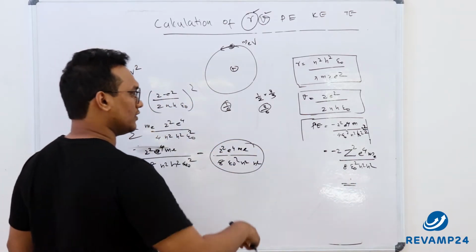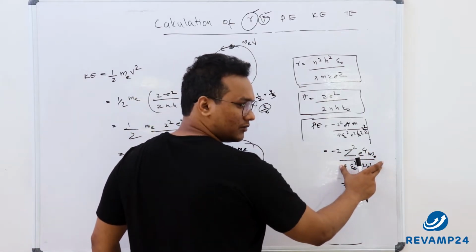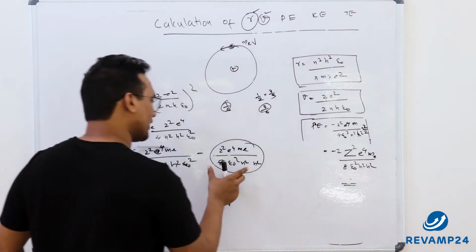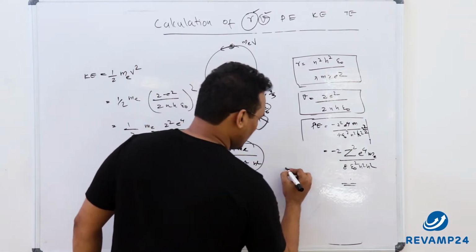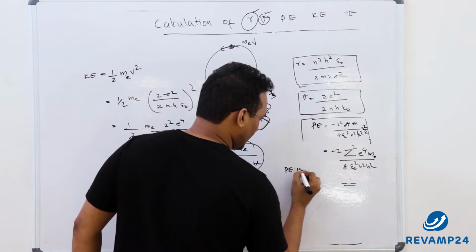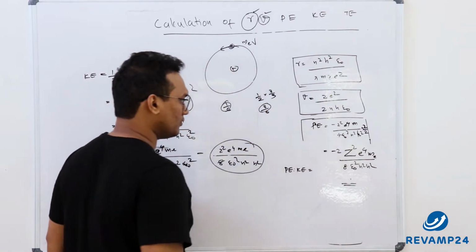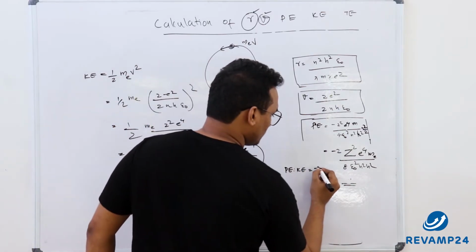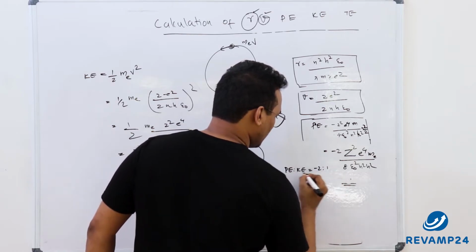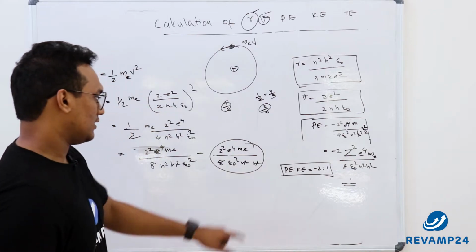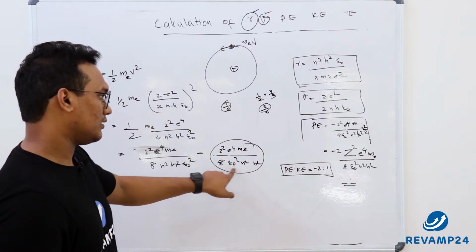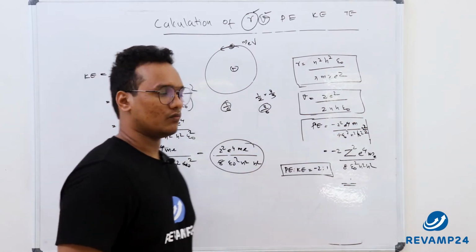Or you can do the reverse process. Find potential energy and divide it by minus 2, you will get the value of kinetic energy. So what is the ratio? Potential energy is to kinetic energy is equal to minus 2 is to 1. If kinetic energy is 1, this will be minus 2 into 1.